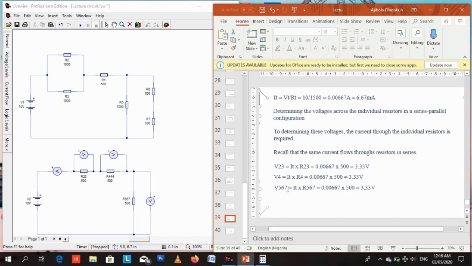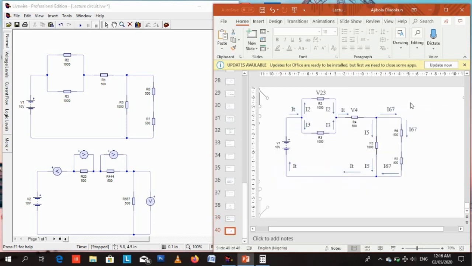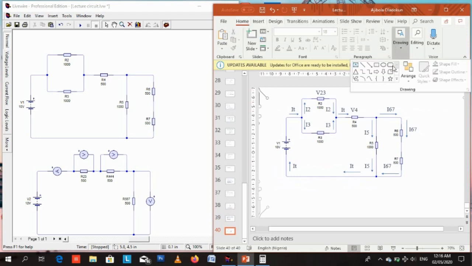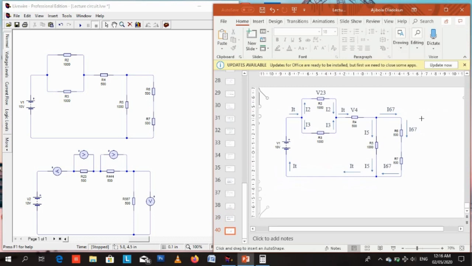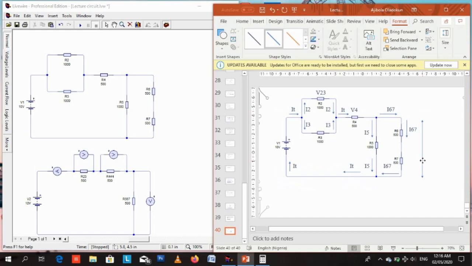Now the next one is V567. Now V567 was obtained by determining the voltage across R5, R6 and R7 as a unit. We converted R5, R6 and R7 to one single resistor. So the voltage across that single resistor was V567. So the voltage across this entire side will be V567. I'll make a drawing like an arrow. Now from here to here, this is a double-sided arrow. This entire wing from the top of this arrow to the bottom of this arrow is V567.